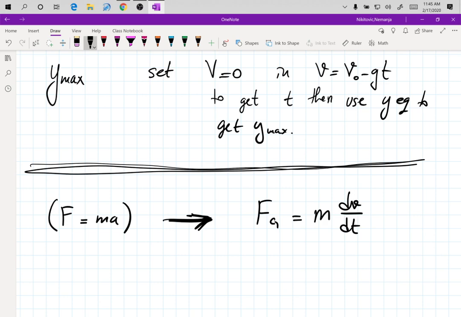Wait, for the letter that's underneath the F, is that a G or an A? G. For Fg, yes, that's the force due to gravity, right? So that's why they put capital G. But then also that's the weight, right? That will be the weight.